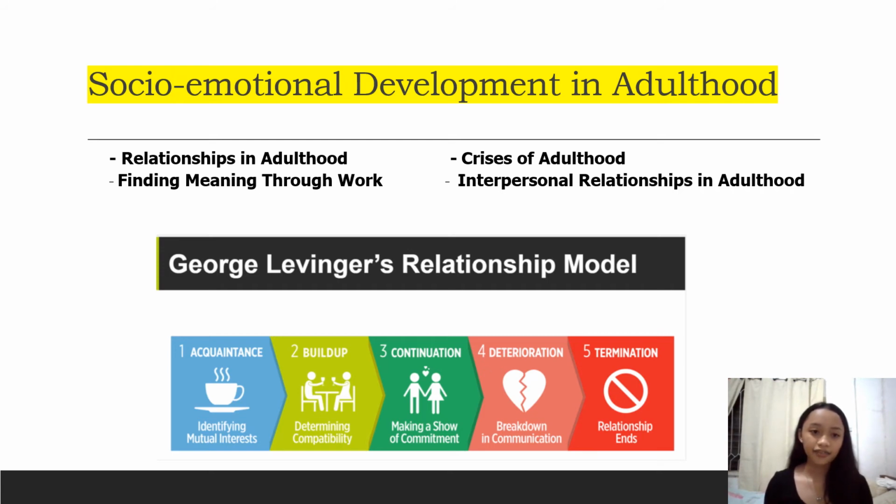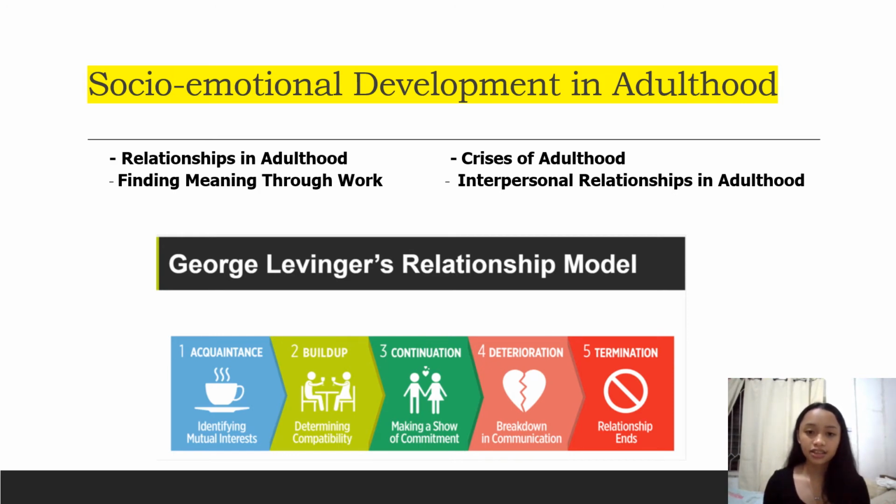So next is finding meaning through work. Many adults find meaning in, and define themselves by, what they do or their careers. In Erikson's stage of generativity versus stagnation, it revolves around a person's sense of their contribution to the world.